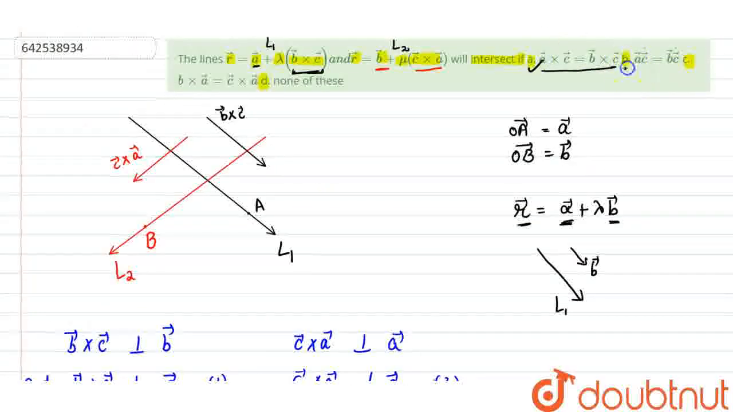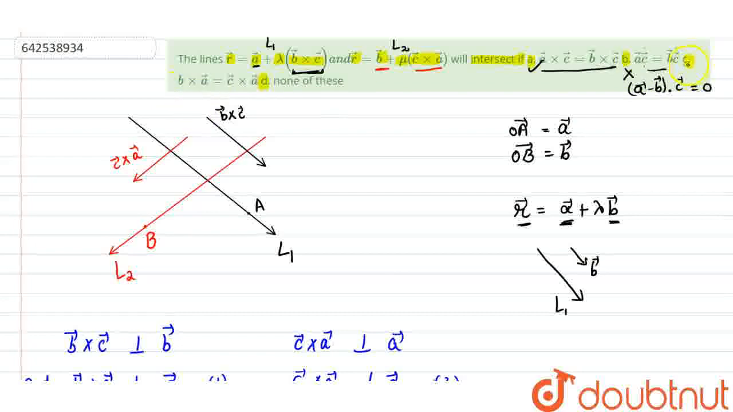The second option is not correct, because A dot C is equal to B dot C. That means A minus B in dot product with C is 0. This is what we mean by option number B. According to the condition we have derived, it is not correct.